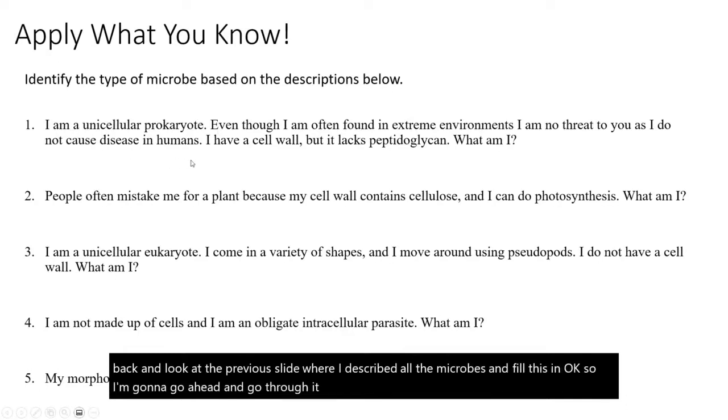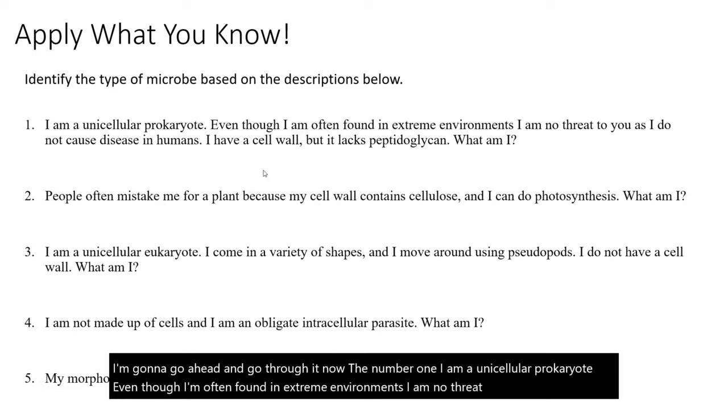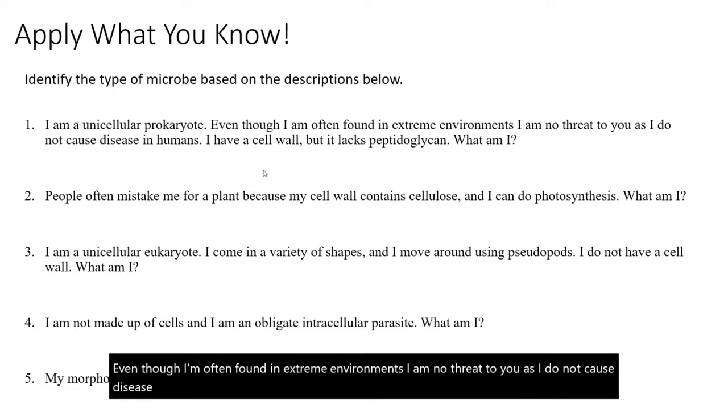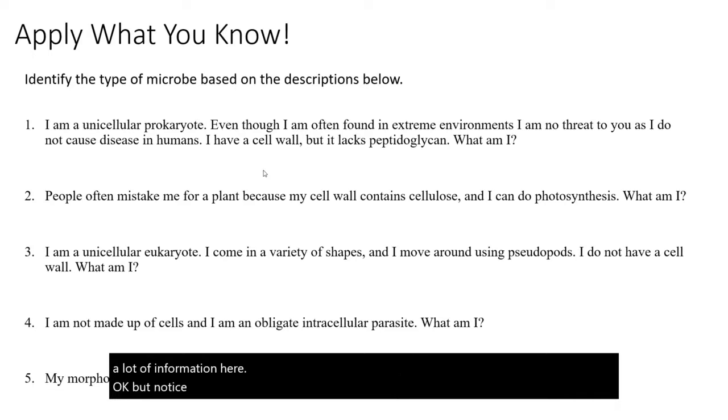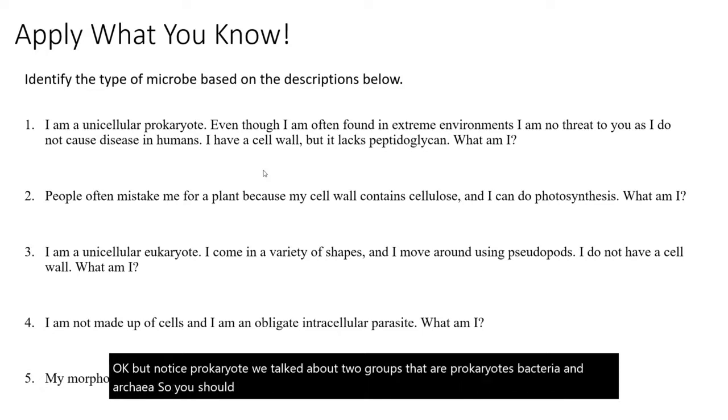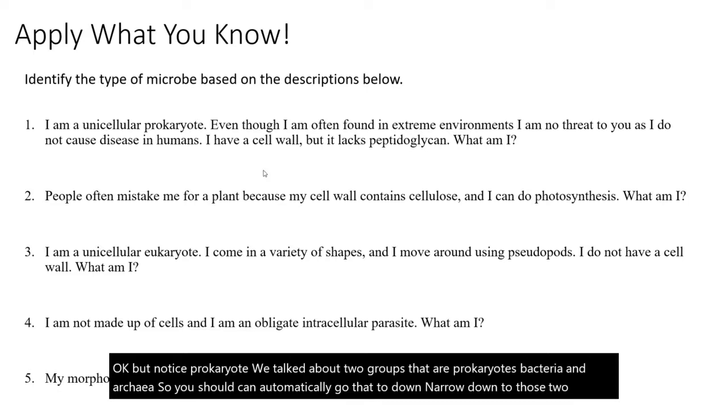So number one, I am a unicellular prokaryote. Even though I'm often found in extreme environments, I am no threat to you as I do not cause disease in humans. I have a cell wall, but it lacks peptidoglycan. What am I? Well, there's a lot of information here, okay? But notice prokaryote. We talked about two groups that are prokaryotes, bacteria and archaea. So you can automatically narrow down to those two. Both of them are unicellular.